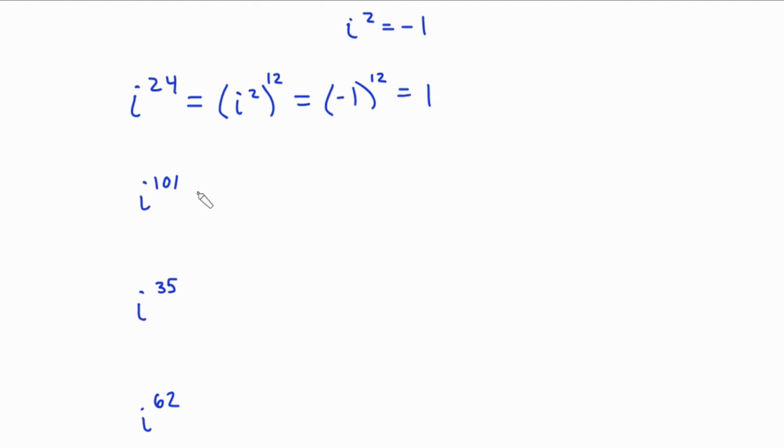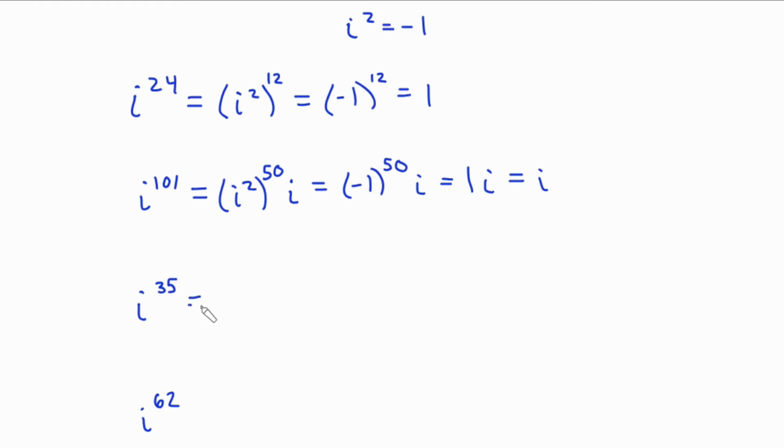All right, i to the 101st power. We'll rewrite this as i squared to the 50th power. That'll get us to 100, and we'll have 1 i left over, so we'll put that right there. Then i squared is -1 to the 50th times i. -1 to the 50th, that's an even number, so that'll simplify to just 1. So we'll have 1i, which equals i. Great, let's do 2 more examples.